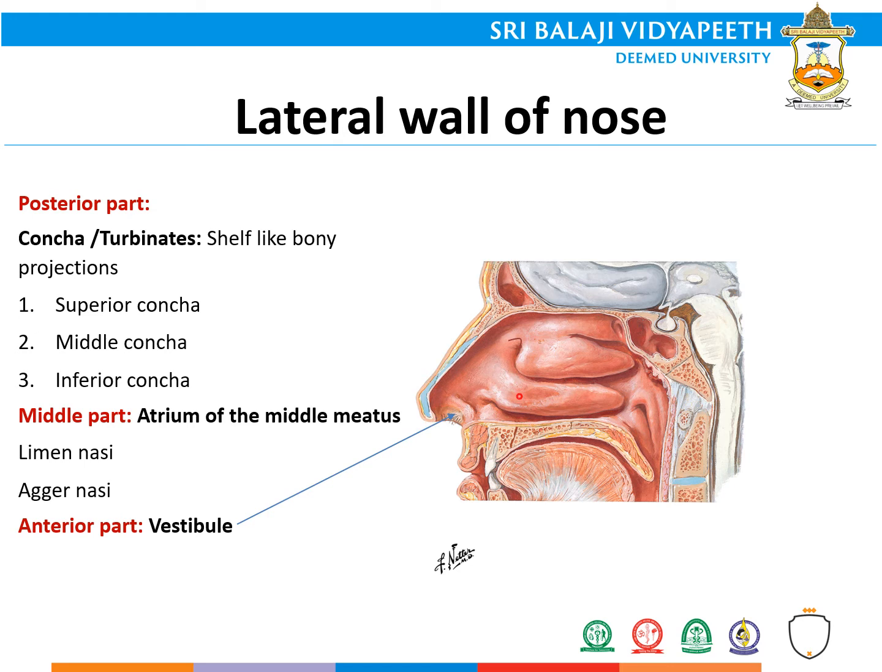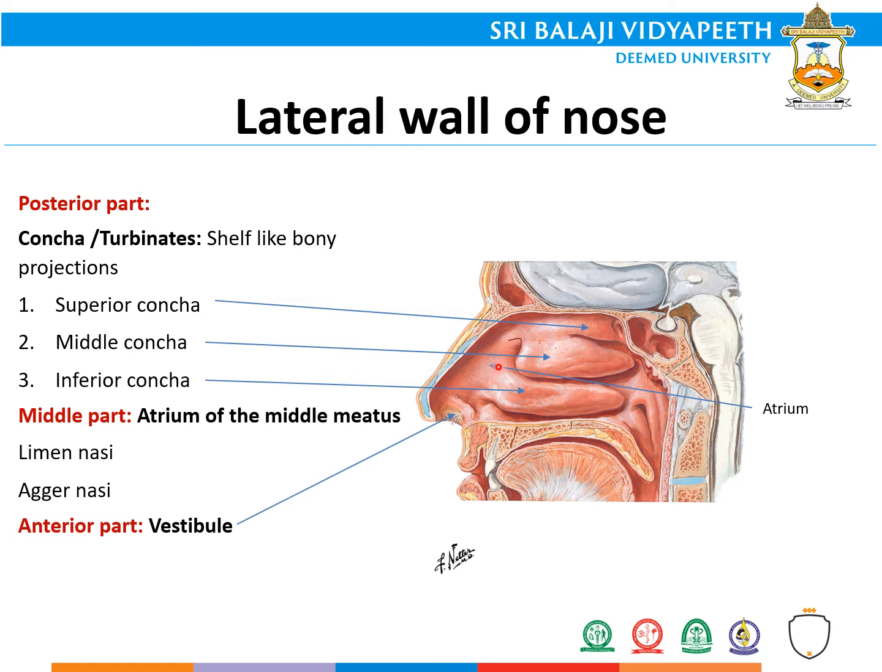If you see this posterior part, you have a number of shelf-like projections, right? These shelf-like bony projections are called concha, and they are also called turbinates. So you have a superior concha, a middle concha, and an inferior concha. And this middle part, in front of the middle meatus, this depression here is what is called the atrium of the middle meatus, right?